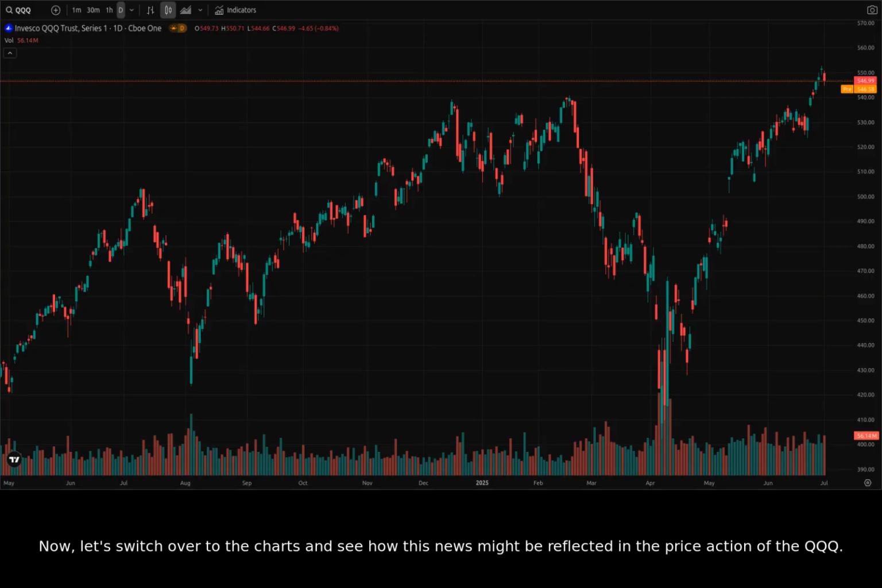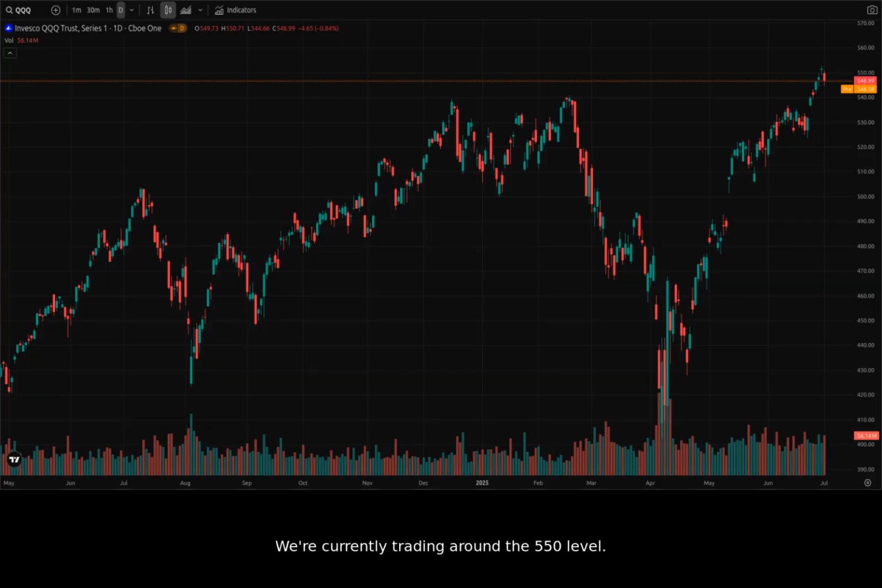of the QQQ. Looking at the daily chart, we can see a clear uptrend from February 2024. The price has generally been moving upwards, with some pullbacks along the way. We're currently trading around the 550 level. It's difficult to see any influence from the current events at the moment, but we'll look in closer.